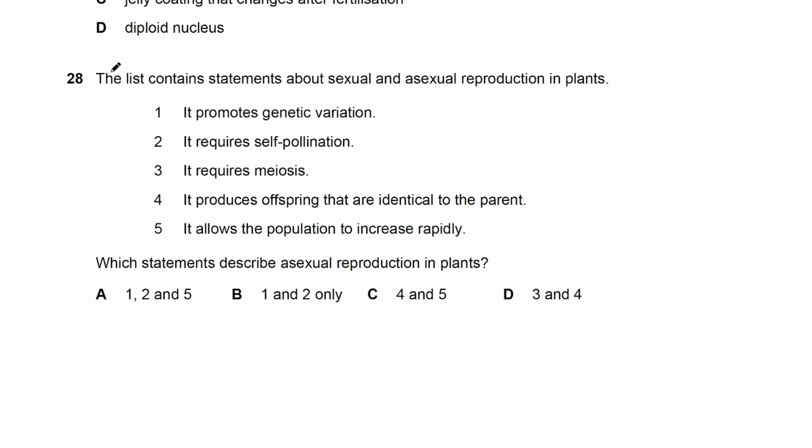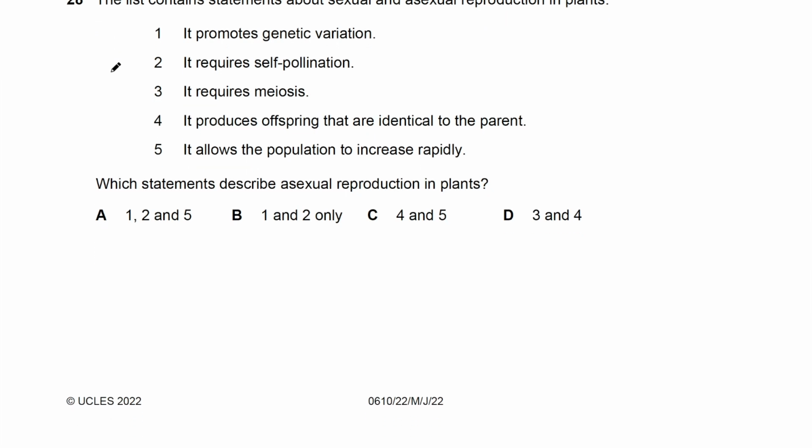Moving to question number 28. The list contains statements about sexual and asexual reproduction in plants. Which statements describe asexual reproduction in plants? Let's read one by one. The first one, it promotes genetic variation. Come on, genetic variation means sexual, and here we are looking for asexual, so one is wrong.